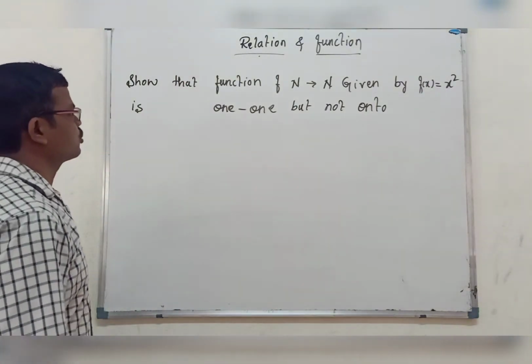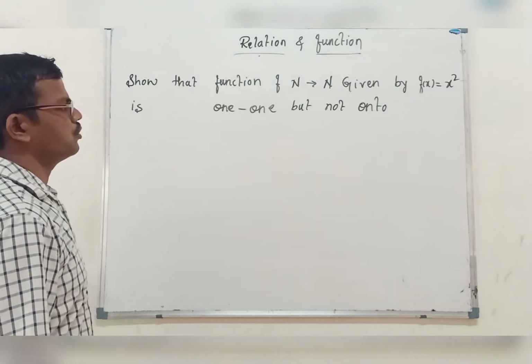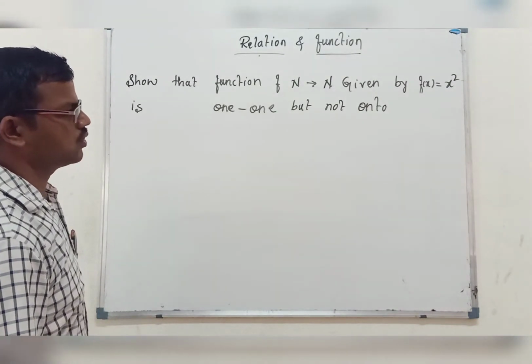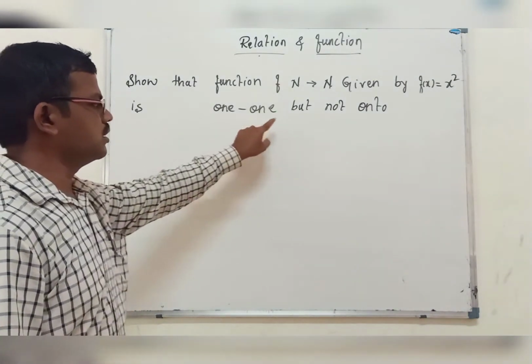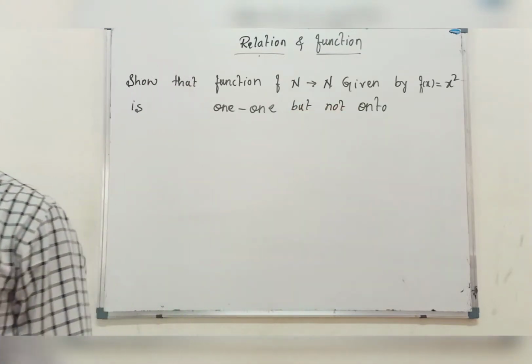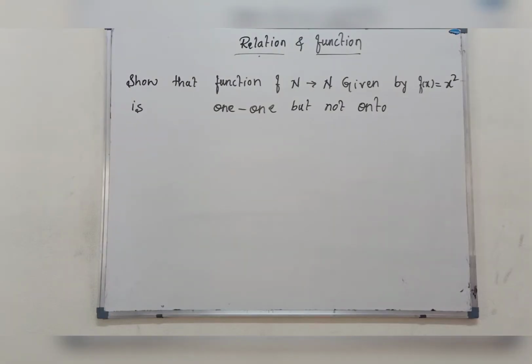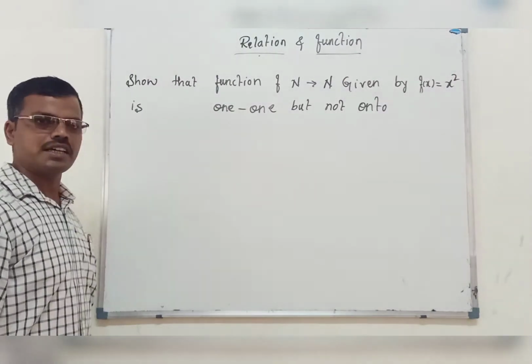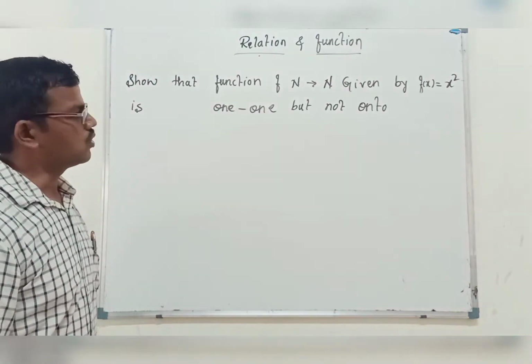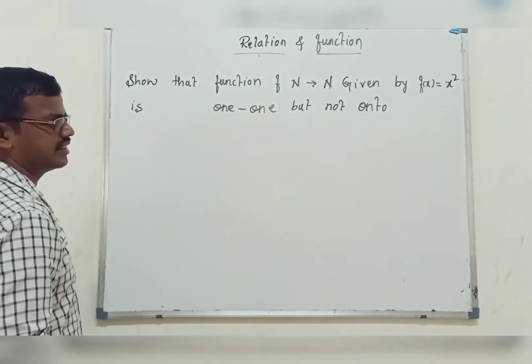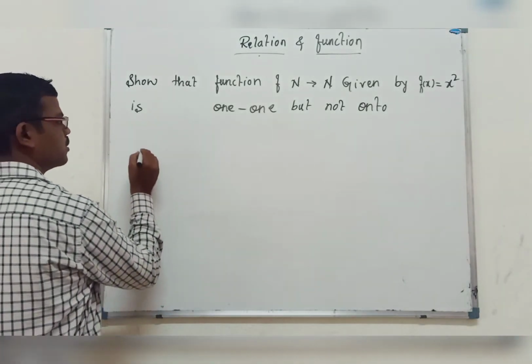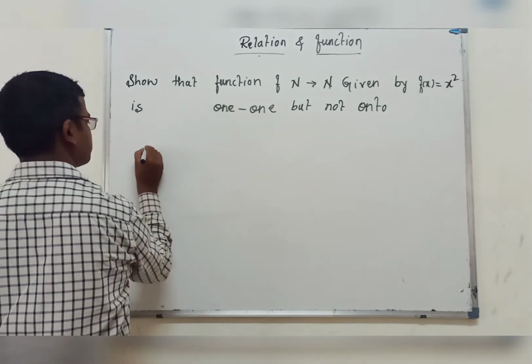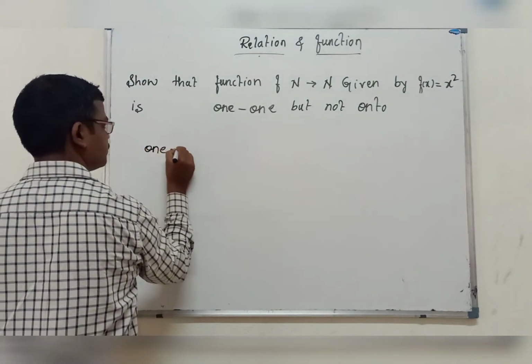So next question. Show that the function f from N to N given by f of x equal to x square is one-one but not onto. This is a possible question we have taken, that is, possible questions. Maybe they ask this kind of problem also. So first we check whether f is one-one.